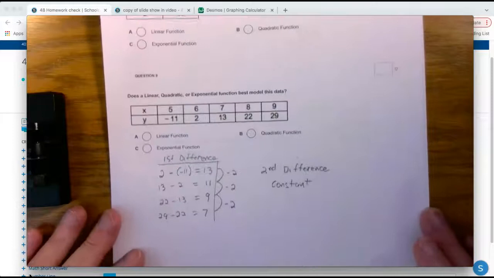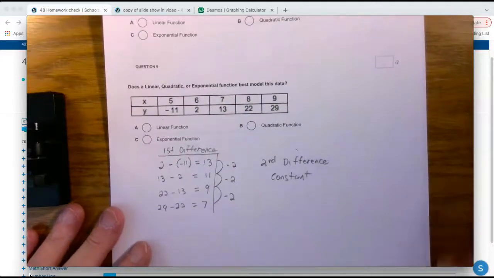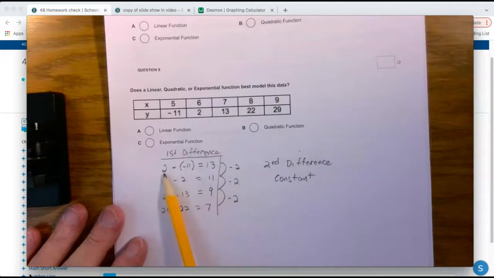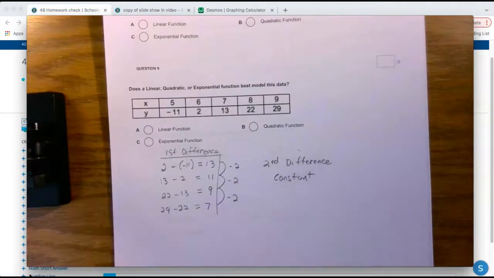All right, number 9 might be the hardest one in some ways. Guys, the first difference was right here. A little tricky here. 2 minus negative 11. It's 13 apart. So I did that, and I went 11 minus 13. It's negative 2. 9 minus 11, negative. The second difference was constant for number 9.